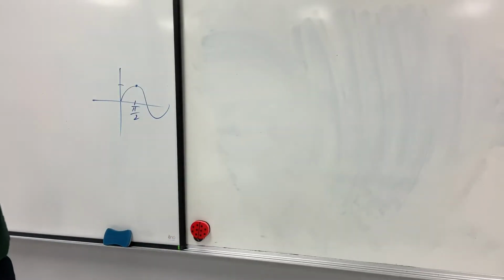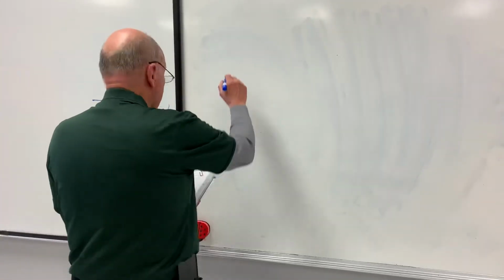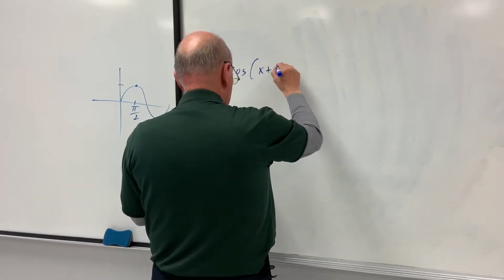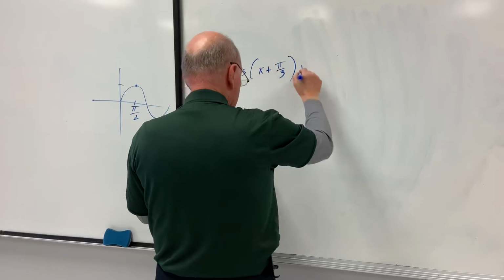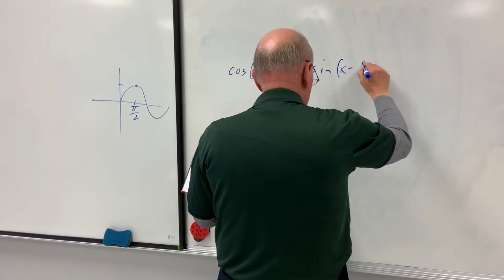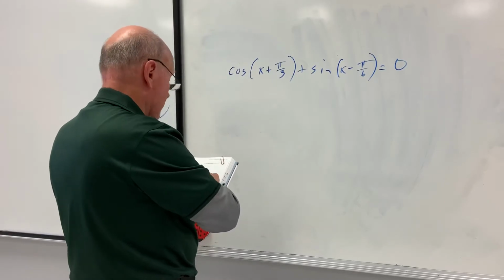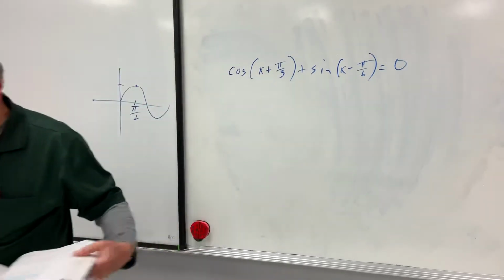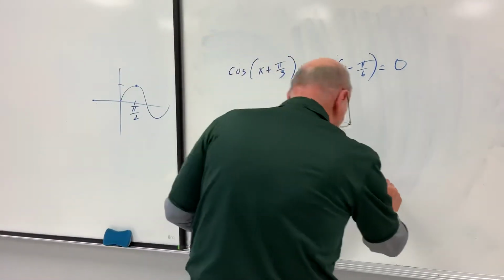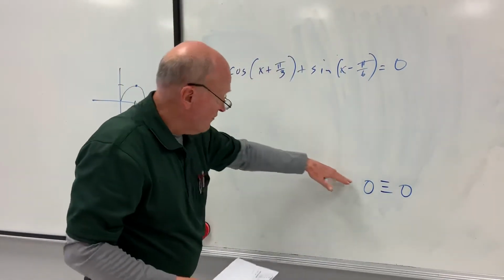And let's do problem number 32. Let's make sure I have it right. Cosine of x plus pi thirds, sine of x minus pi sixth. Now again, we already know the answer before we start. We already know that the last step on this thing is going to be 0 equals 0. So we know that. It's just a matter of getting from here to there.